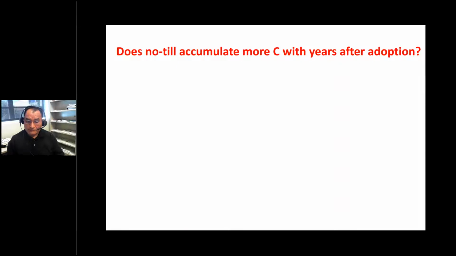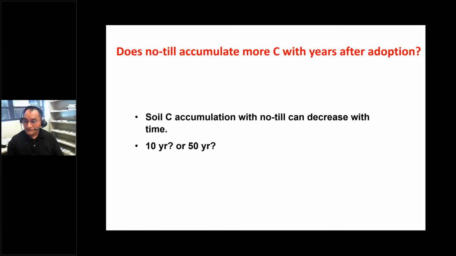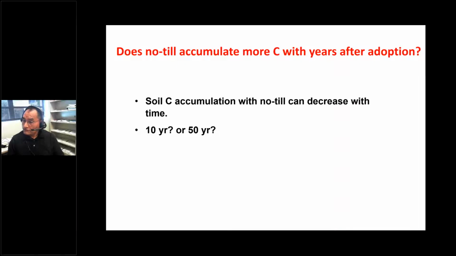What about another question? The longer I use no-till, the better. Well, is that correct? Does no-till's ability to sequester carbon increase with time after adoption? Not really. Actually, it can decrease. You may not see a lot of benefits in the first 3, 5, 6 years. It seems it peaks in 10 years, according to some reviews, and in some cases up to 50, depending on the initial carbon level and saturation, right? But carbon accumulation with no-till is finite. It's not infinite, clearly.